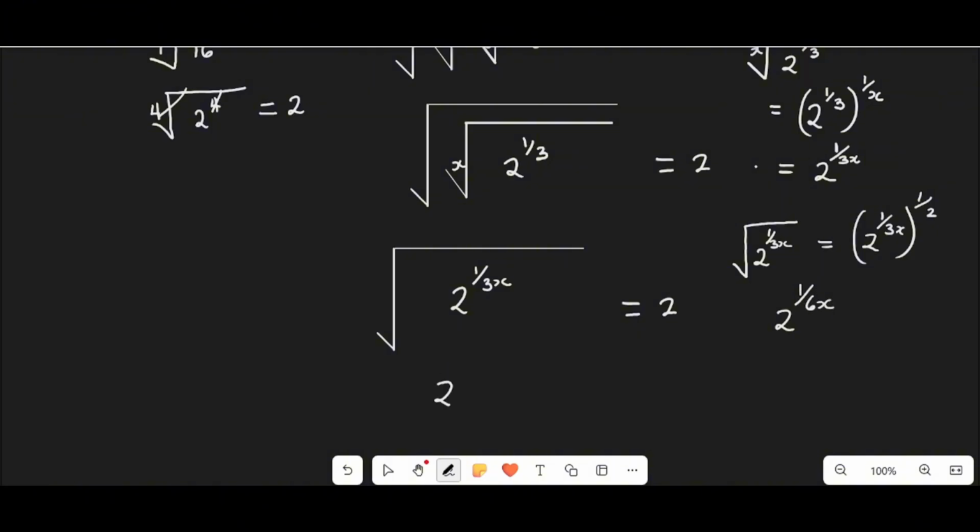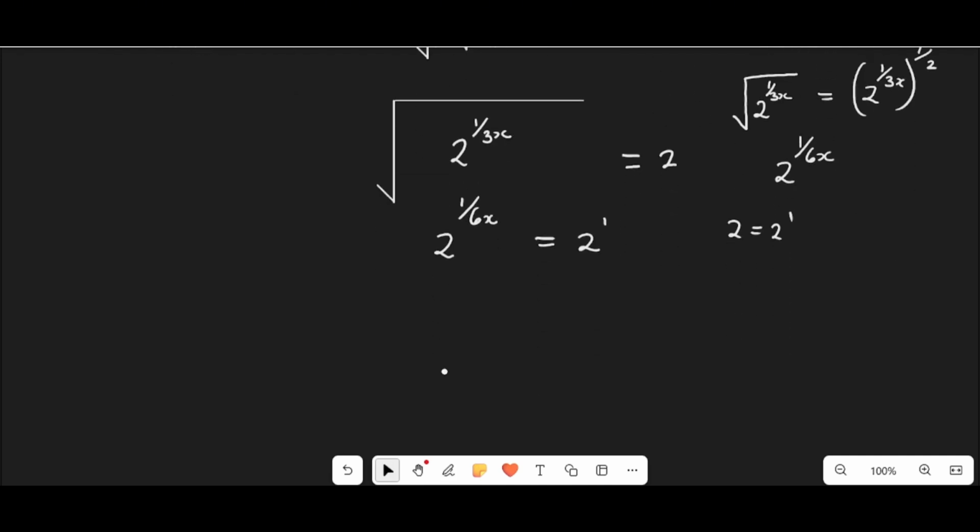So let us replace this with 2 raised to power 1 over 6x. So 2 raised to power 1 over 6x equal to 2. And 2, we can say 2 raised to power 1 because 2 is still equal to 2 raised to power 1. Since their bases on both sides are the same, we can equate the exponents. So I can say 1 over 6x equal to 1.